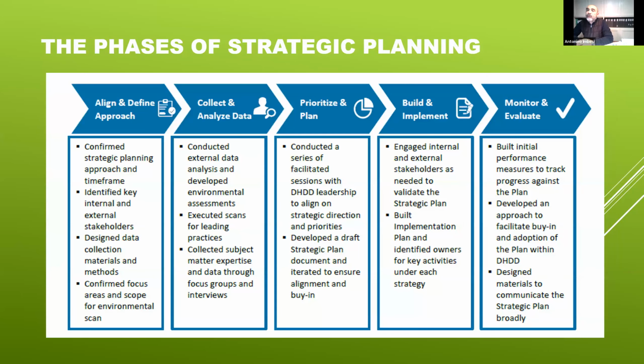The phases of strategic planning are, first of all, to align and define an approach, then to collect and analyze the data, then to realize a plan, then, of course, to implement it in the company, and then to monitor and evaluate each step. Each of these 5 steps is very important for a startup, including a rural startup.